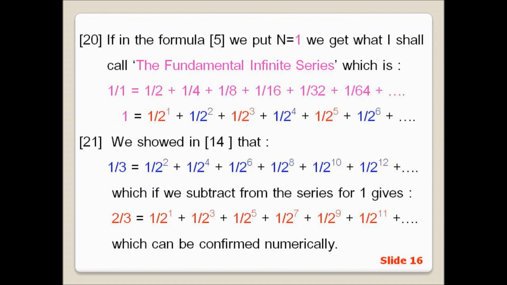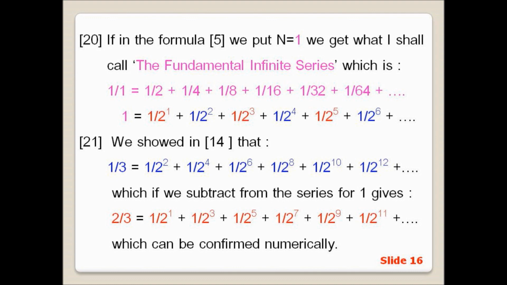If in the formula given in point 5 we put n equals 1, we get what I shall call the fundamental infinite series, which is 1 equals a half plus a quarter plus an eighth plus a 16th plus a 32nd plus a 64th is equal to a half plus 1 over 2 squared plus 1 over 2 cubed plus 1 over 2 to the 4th plus 1 over 2 to the 5th plus 1 over 2 to the 6th, and so on.